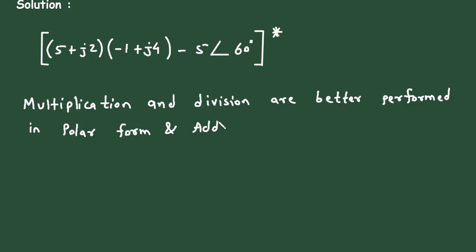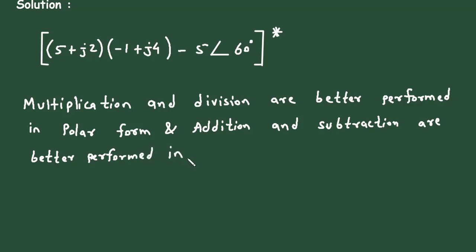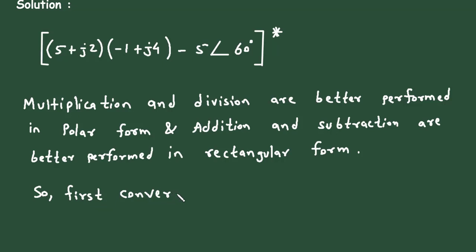And addition and subtraction are better performed in rectangular form. So here we have to multiply this. So what we will do is convert this rectangular form to polar form.